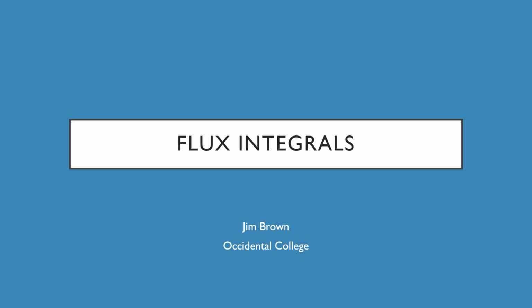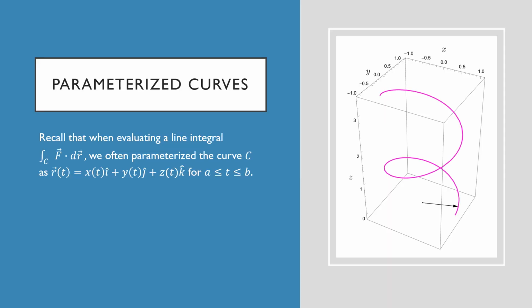But let's start by recalling how we parameterized things when we had one dimension. When we were trying to evaluate line integrals, so integrals of a vector field over some curve in 3-space, we often parameterized the curve, and we used a vector function to do this. So we had r of t equals x of t i plus y of t j plus z of t k, and then we let our t vary over some interval from a to b. And this is how we were evaluating line integrals in many cases.